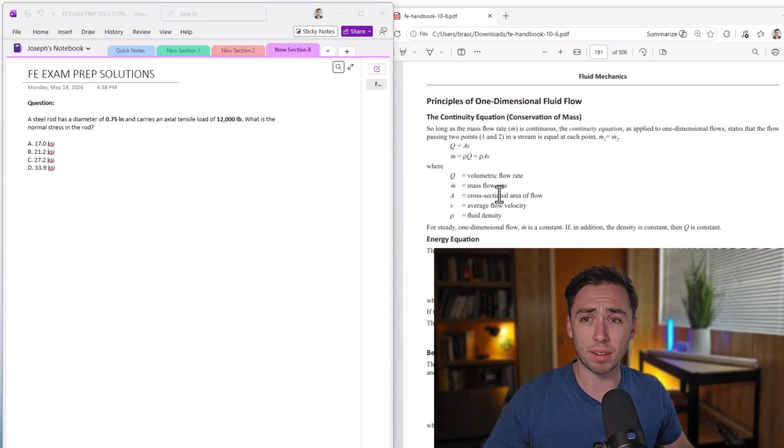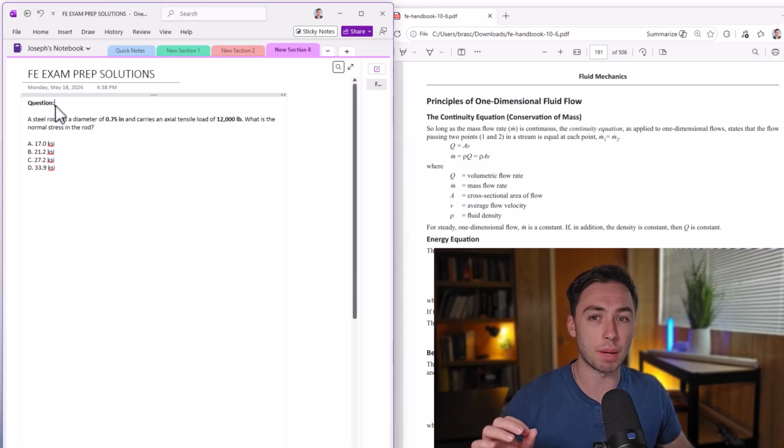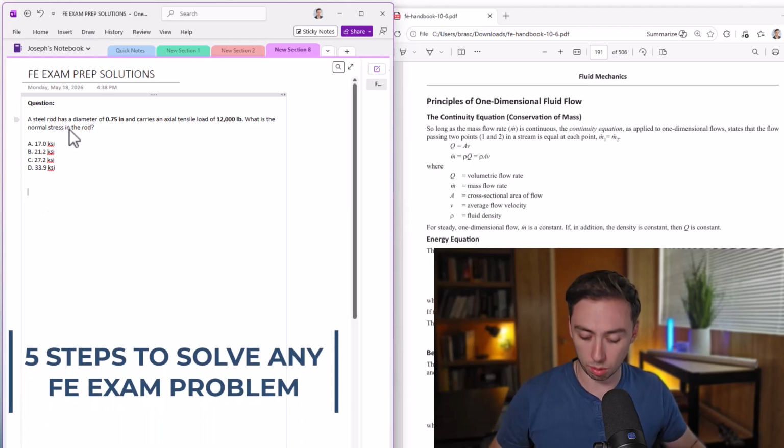Right here we have the question: a steel rod has a diameter of 0.75 inches and carries an axial tensile load of 12,000 pounds. What is the normal stress in the rod? And we have four answers down below. How do we go about solving this? Well, what are we looking for? What is the normal stress?